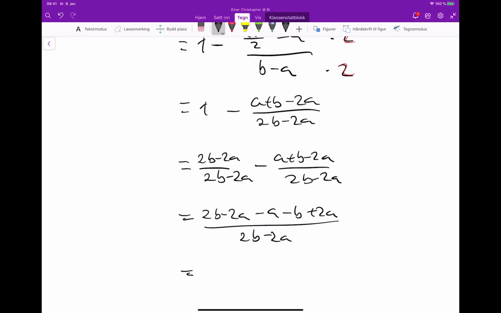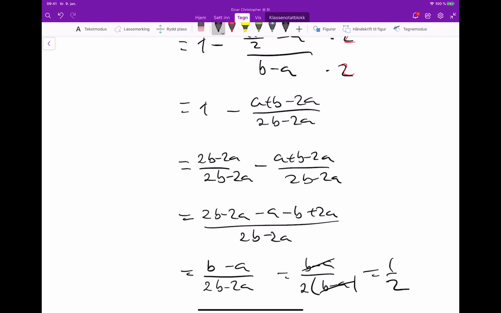calculating here, 2b minus b is b, minus 2a plus 2a cancels out, and we have minus a, and under we have 2b minus 2a, and we get b minus a divided on 2 factorized outside a parenthesis, b minus a, this against this, and the result is 1/2. So there is all correct. So this is the probability of x greater or equal a plus b divided on 2.